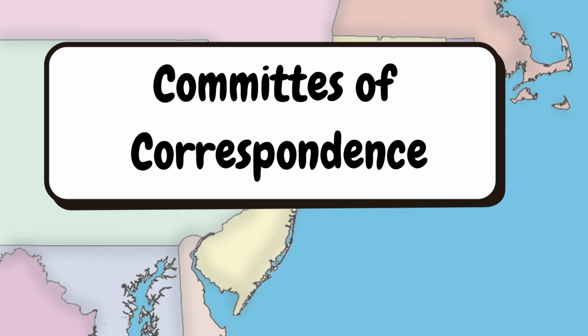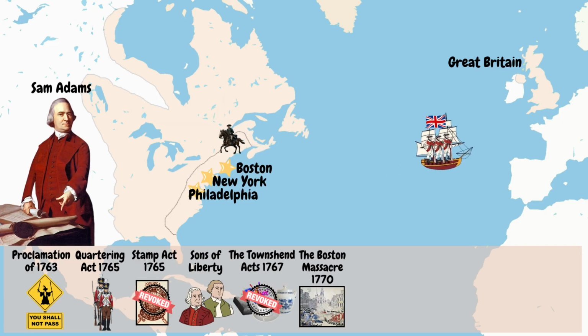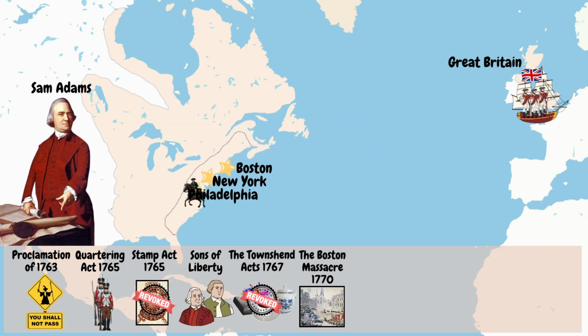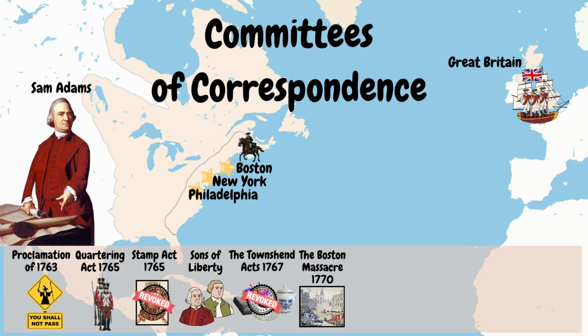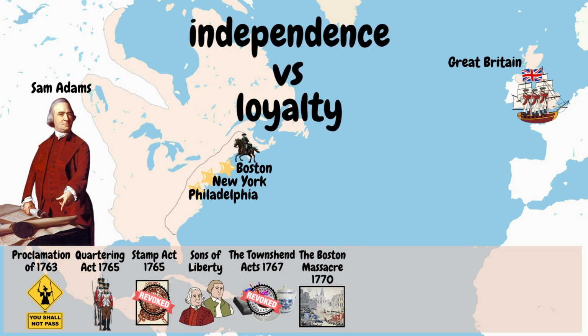After this, the Committees of Correspondence was formed. This was a way for the colonists to keep track of the different things that the British were doing to violate their rights. It also brought men on horseback who would send messages between the big cities. During this time, the British colonists were struggling with the question, should we be loyal to Great Britain or seek independence?